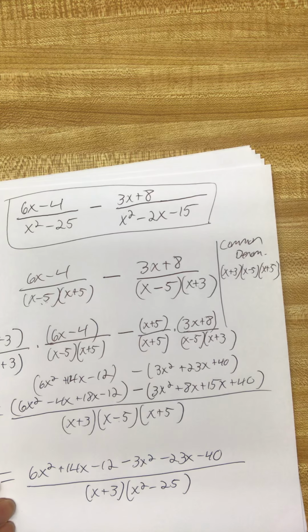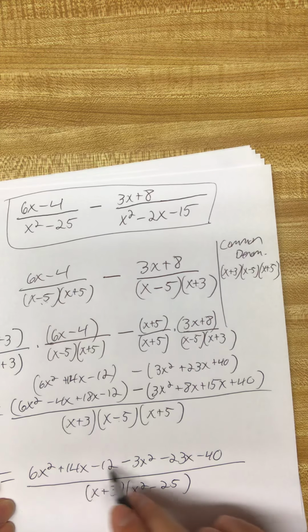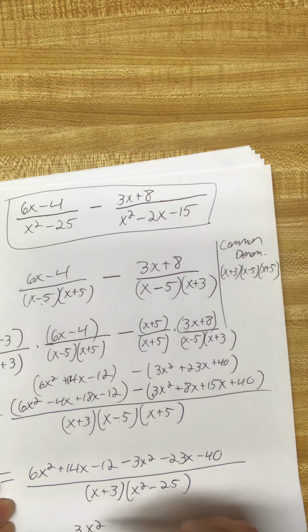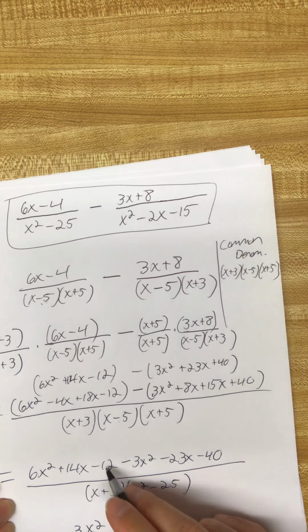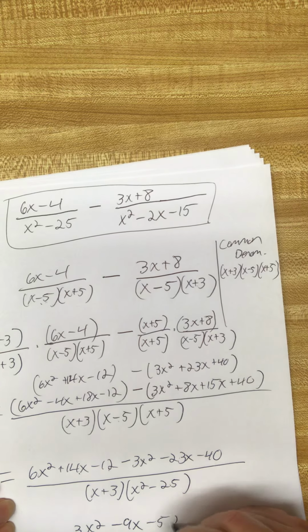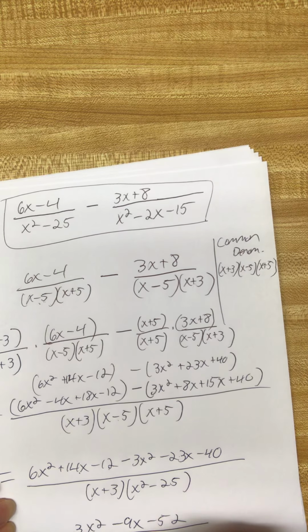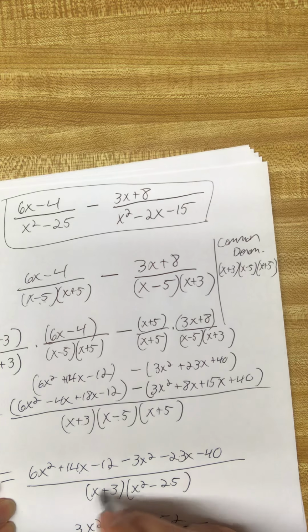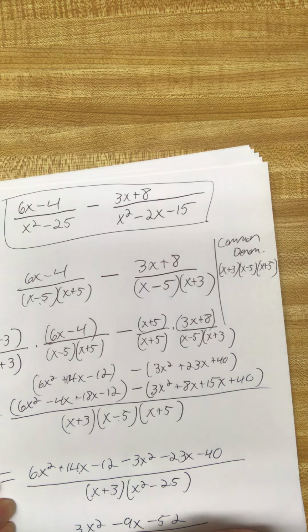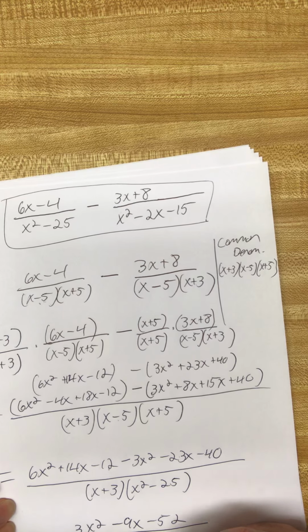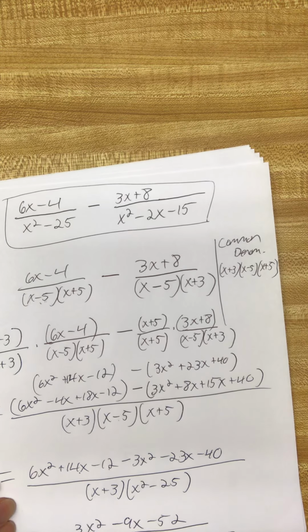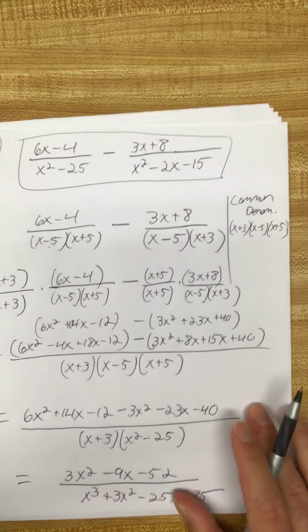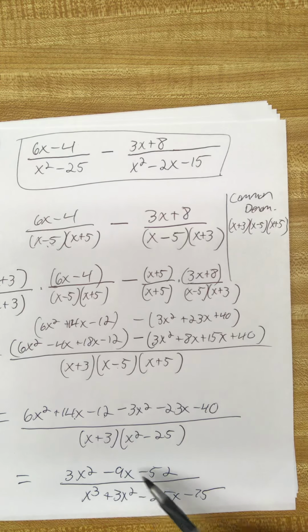All right, so trying to finish the rest of this up here, 6x squared minus 3x squared is 3x squared. 14x minus 23x is minus 9x. Minus 12 minus 40 is minus 52. My denominator is going to be x cubed plus 3x squared minus 25x minus 75. So that's completely simplified there. We have both the numerator and denominator in standard form.